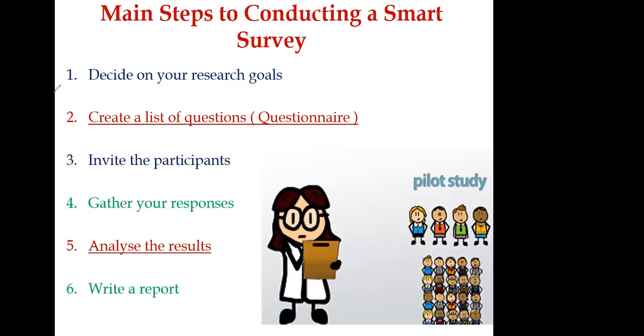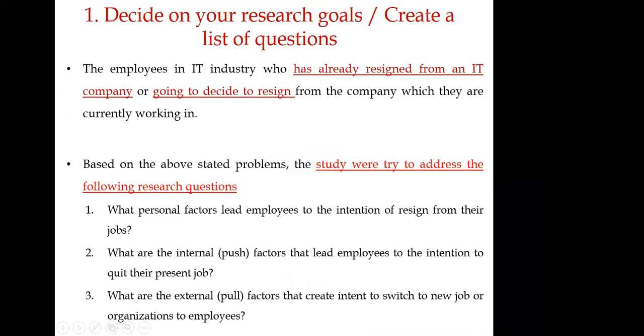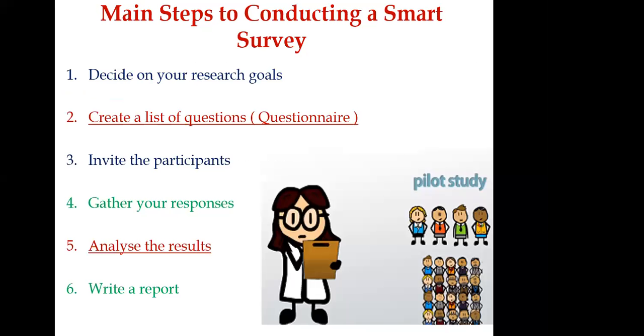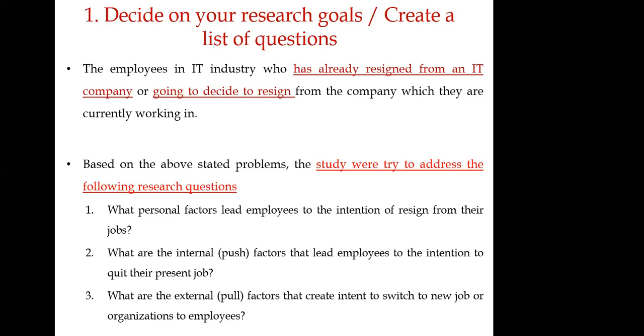The research goals, it doesn't matter whether you are doing the scientific method or the survey method, you need to define your research goals clearly. The research goals depend on the purpose of doing the research. For example, I will explain a small case study.